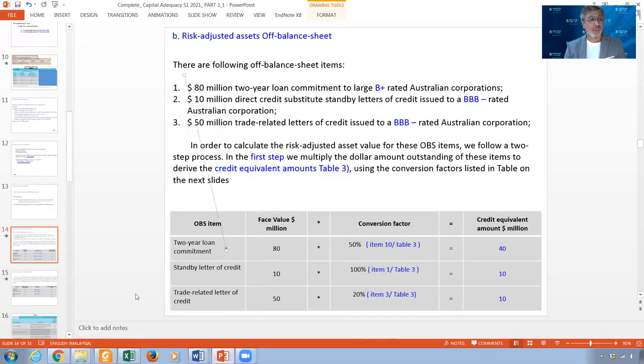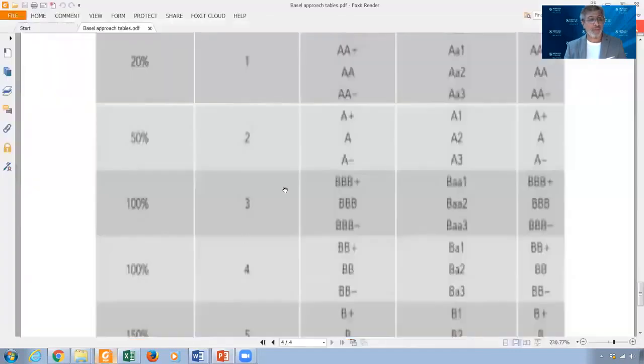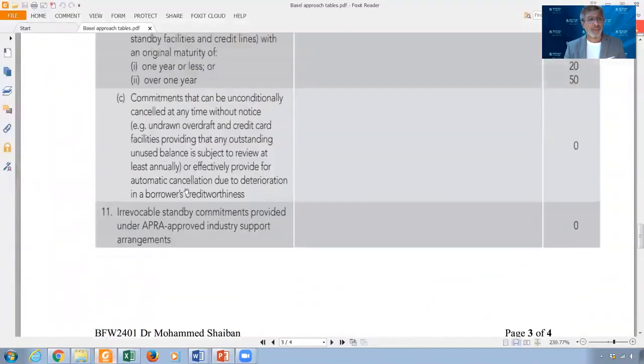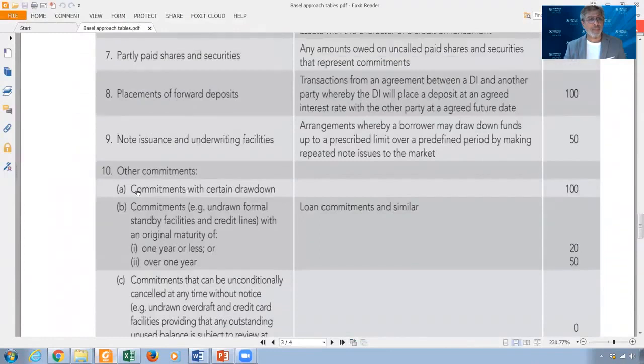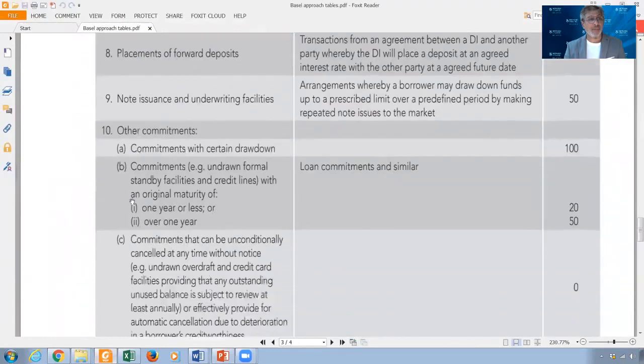So I have to go to the tables, this is commitments, which is item number 10. And commitments, it's long commitments. And we have 1 year or less, we have over 1 year. And this is for the standby letter, what we call standby facilities. So if it is over 1 year, we will use 50%, less than 1 year, 20%.